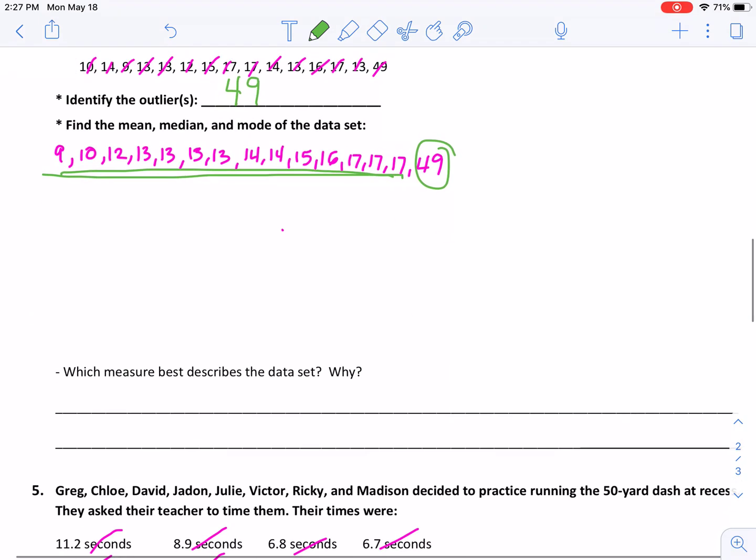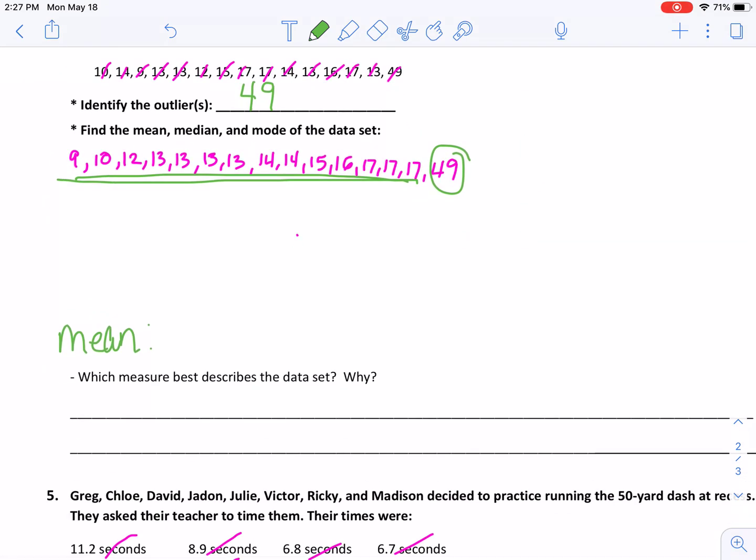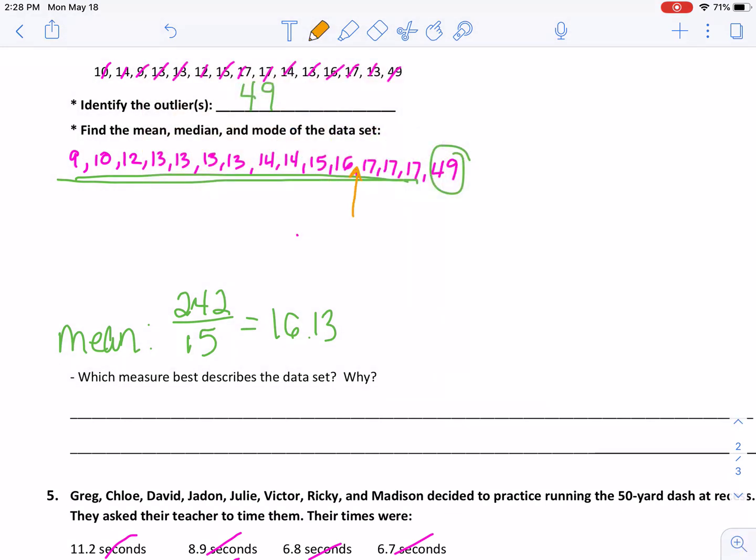So it says find the mean, median, and mode. All right, mean. After I add up all of the values, I should get 242. I'm going to divide by 15 since that was the number of people I asked. And the mean age is 16.13. So just take a peek right here. 16.13 would be right around there.